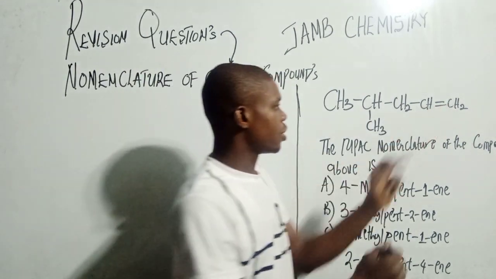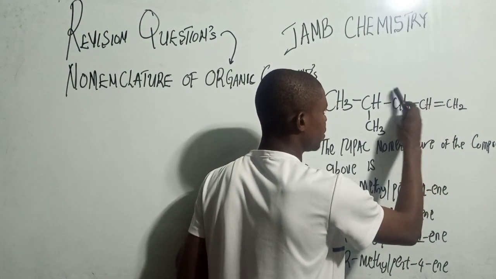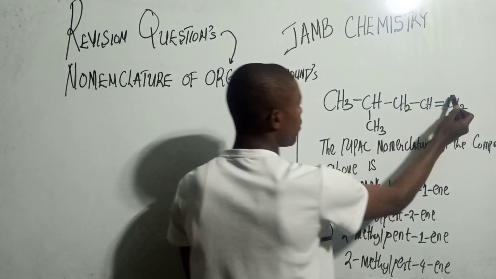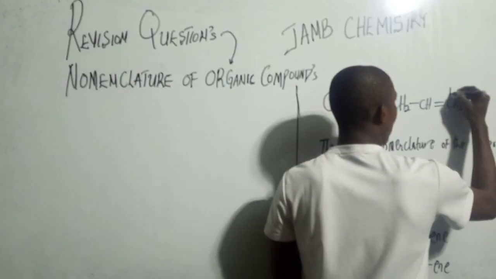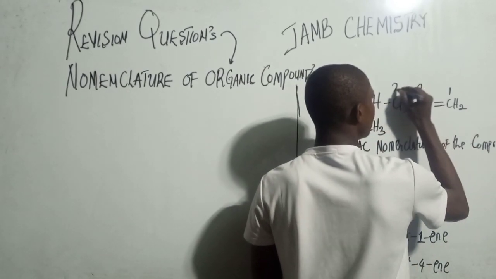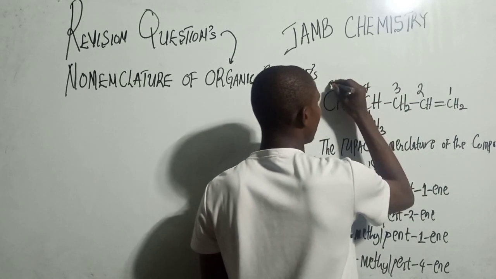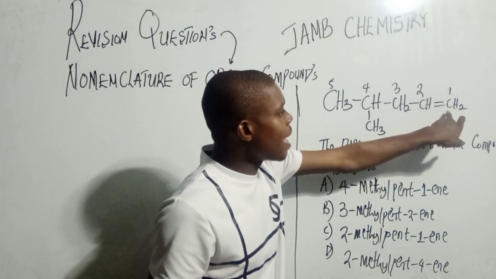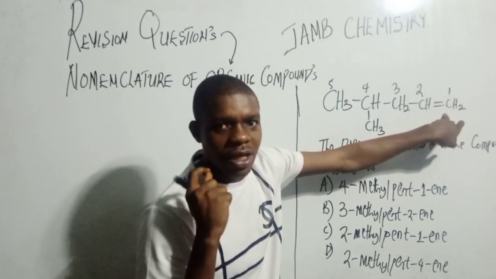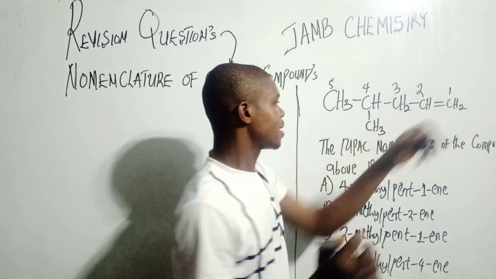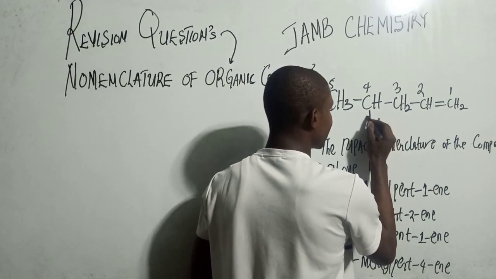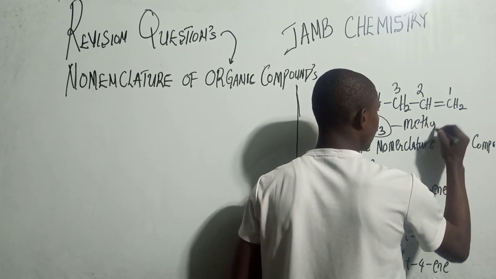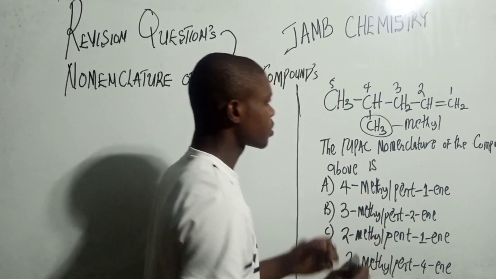Can it be numbered like this, 1, 2, 3, 4, 5, or the other way, 1, 2, 3, 4, 5? If I take it from here to here, 1, 2, 3, 4, 5. Understand that the carbon atom carrying the double bond must be carbon 1. Right here now becomes a substituent. This substituent is called a methyl, a methyl functional group.